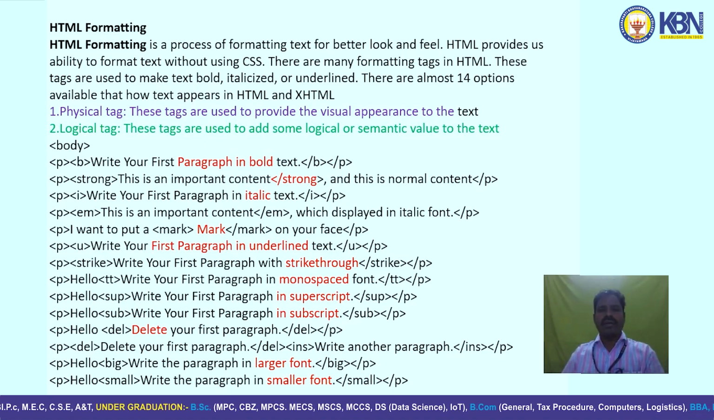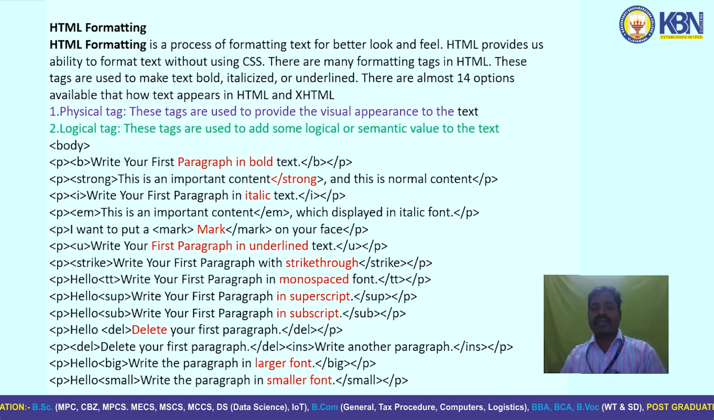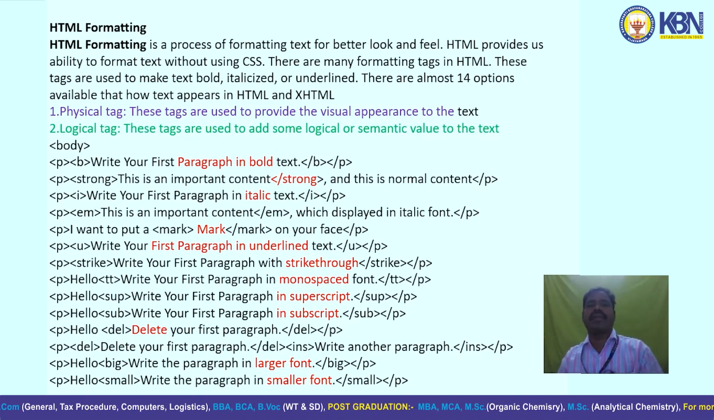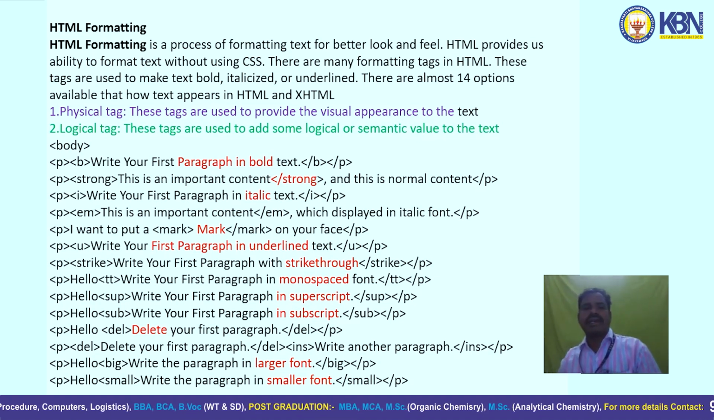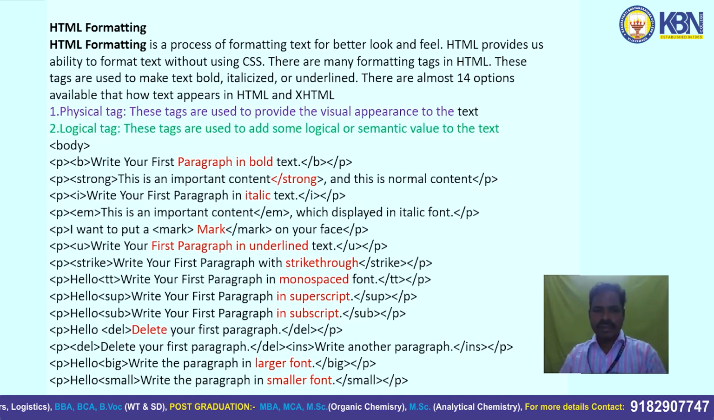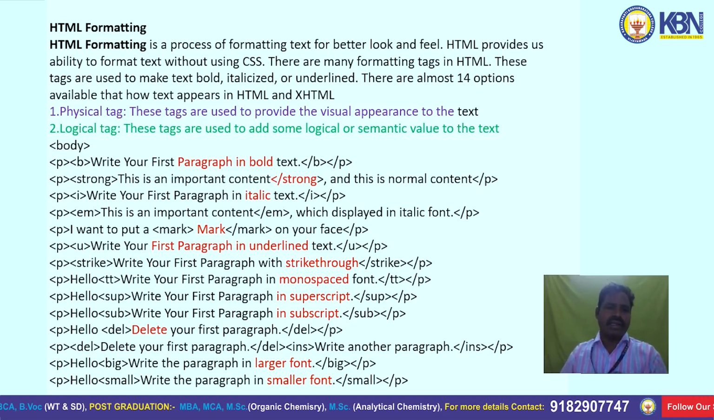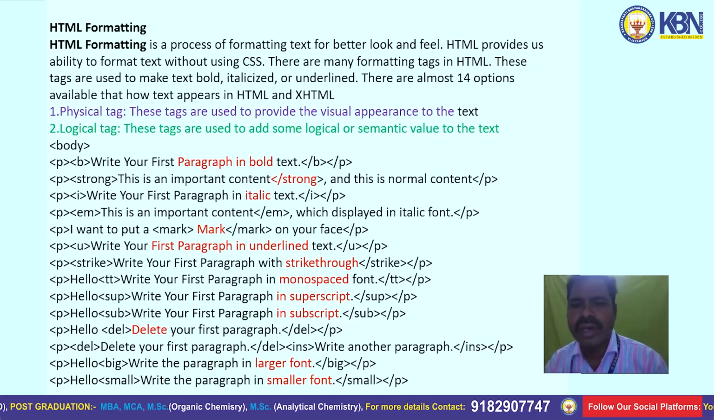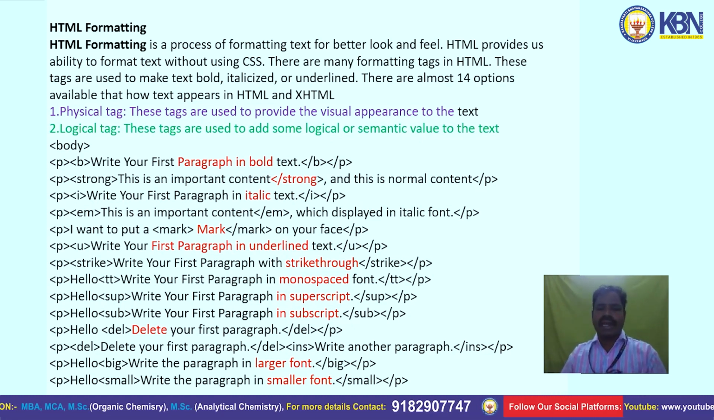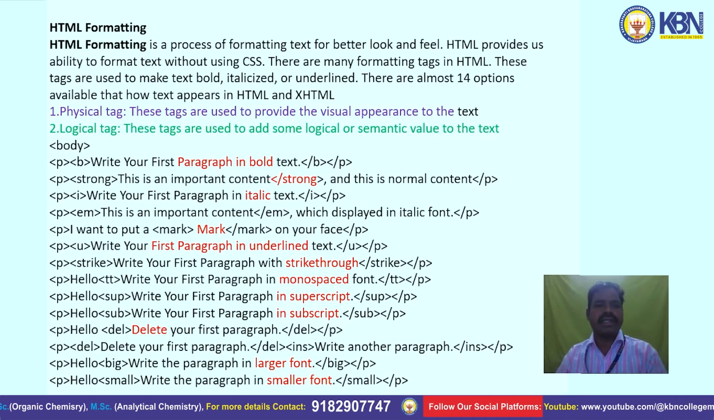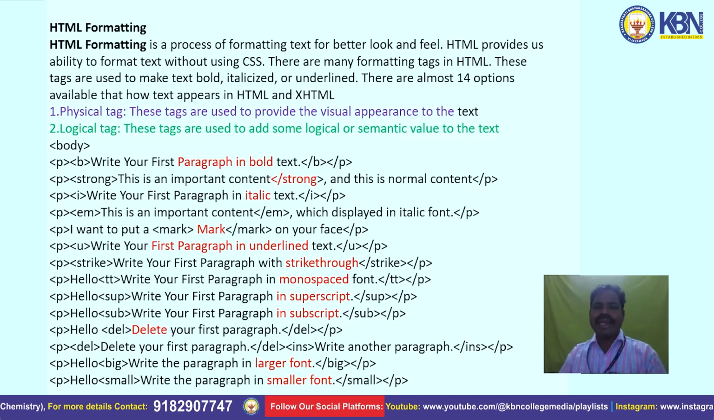There are many formatting tags in HTML. These tags are used to make text bold, italic, underline, or there are almost 14 options available for how text appears in HTML, XML, and XHTML. First one, physical tag. These tags are used to provide a visual appearance to the text. Second one, logical tag. These tags are used to add some logical or semantic value to the text.